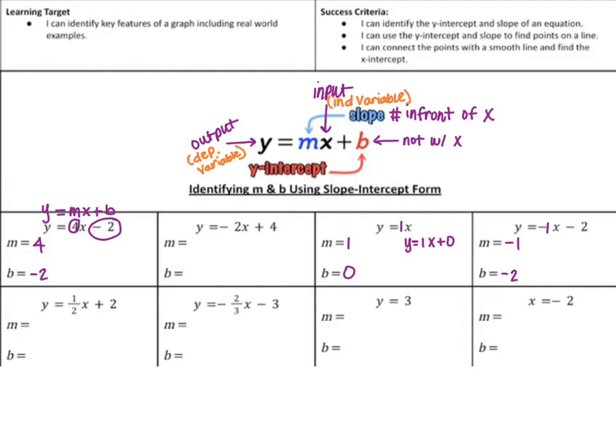Now I'm going to jump down to these special ones that you see here, where it just says y equals 3. There's no x. And then x equals negative 2. There's no y. These are our special cases, and they highlight our horizontal and vertical lines. So if you see y equals 3, this is the equation for a horizontal line.